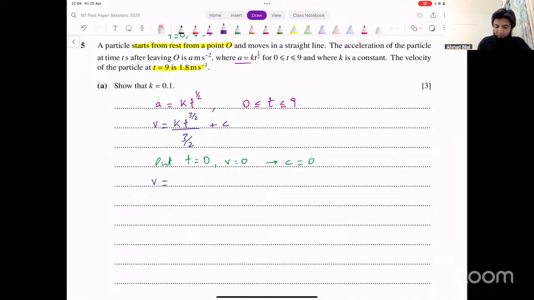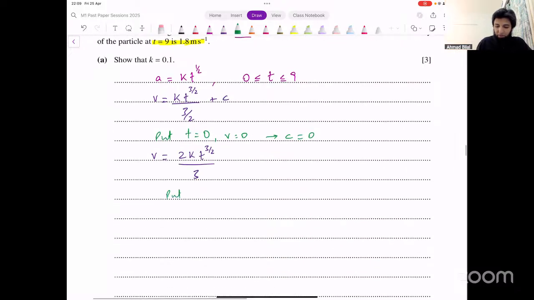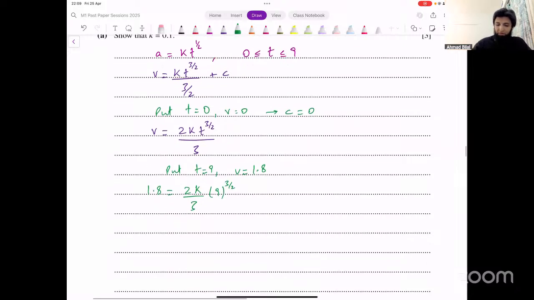What are we left with? This 2 goes to the numerator and it becomes 2k t raised to power 3 over 2 divided by 3. Now we put the other point. We put t equal to 9 and v equal to 1.8. And that gives us 1.8 equal to 2k over 3 into 9 raised to power 3 over 2. And you can see what this turns out to be.